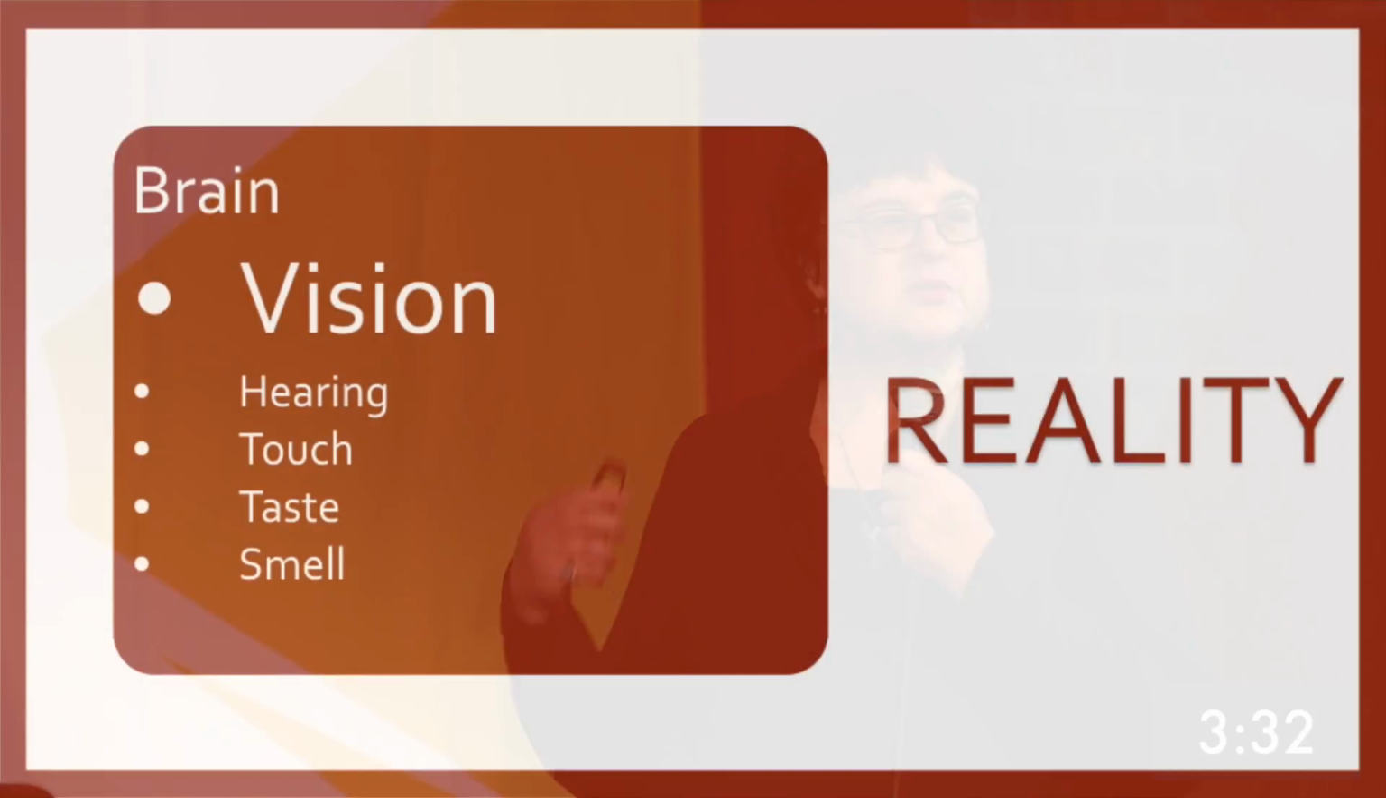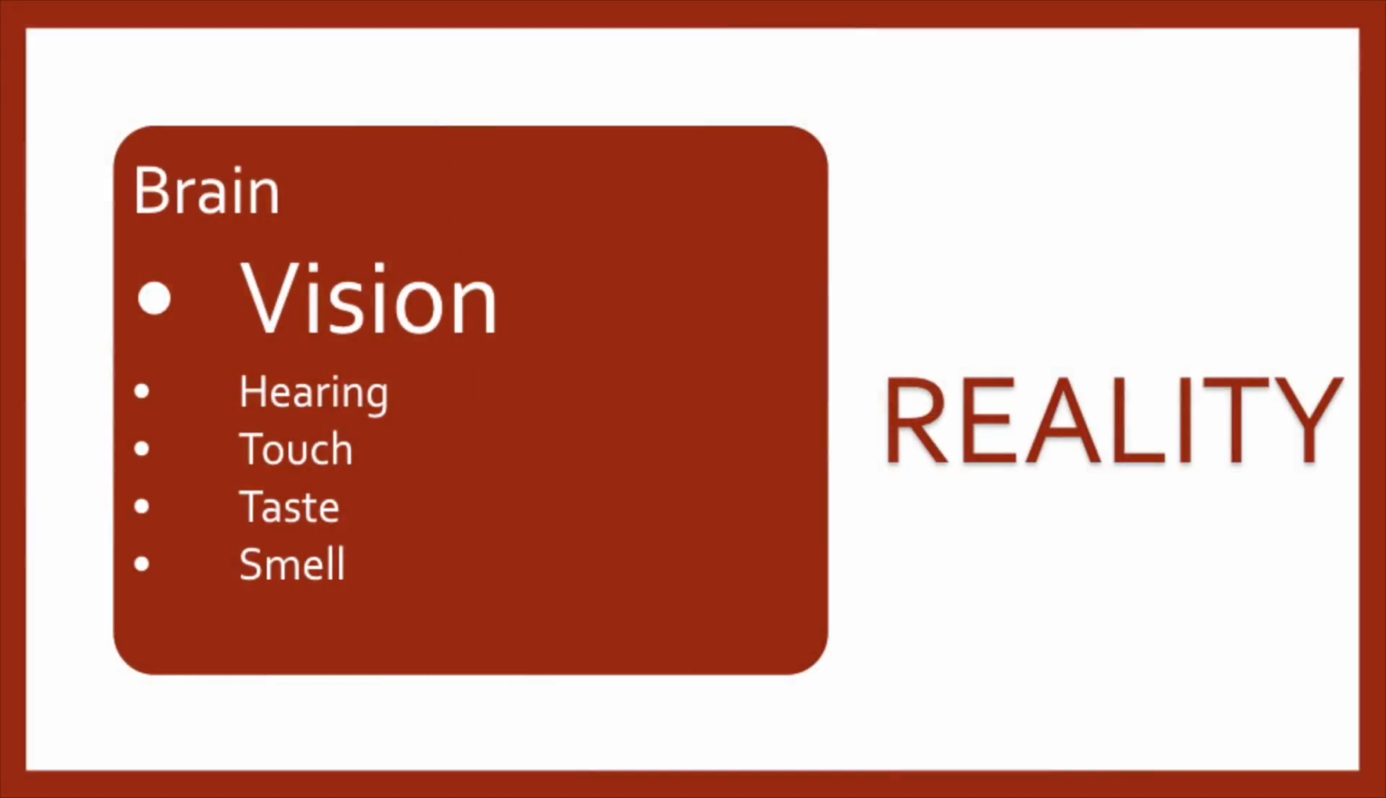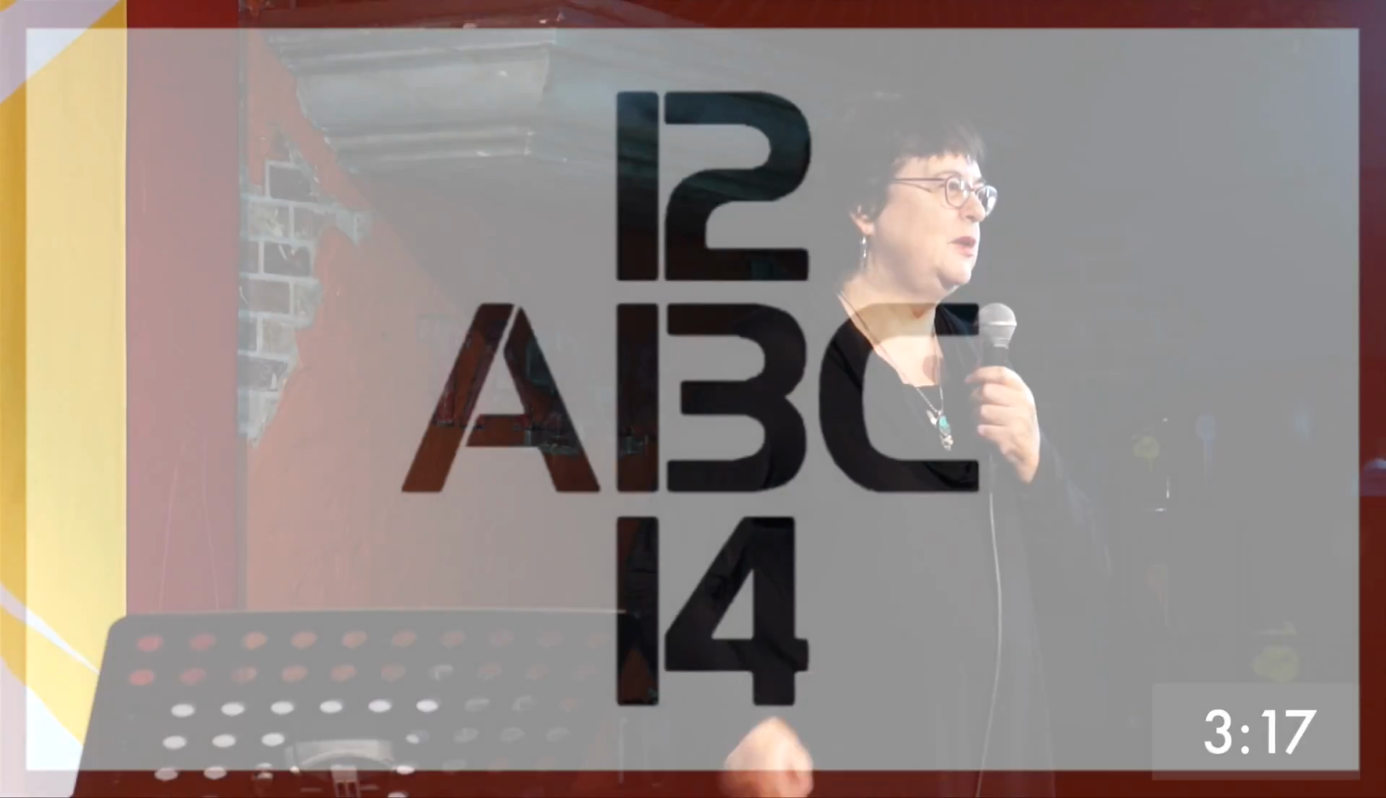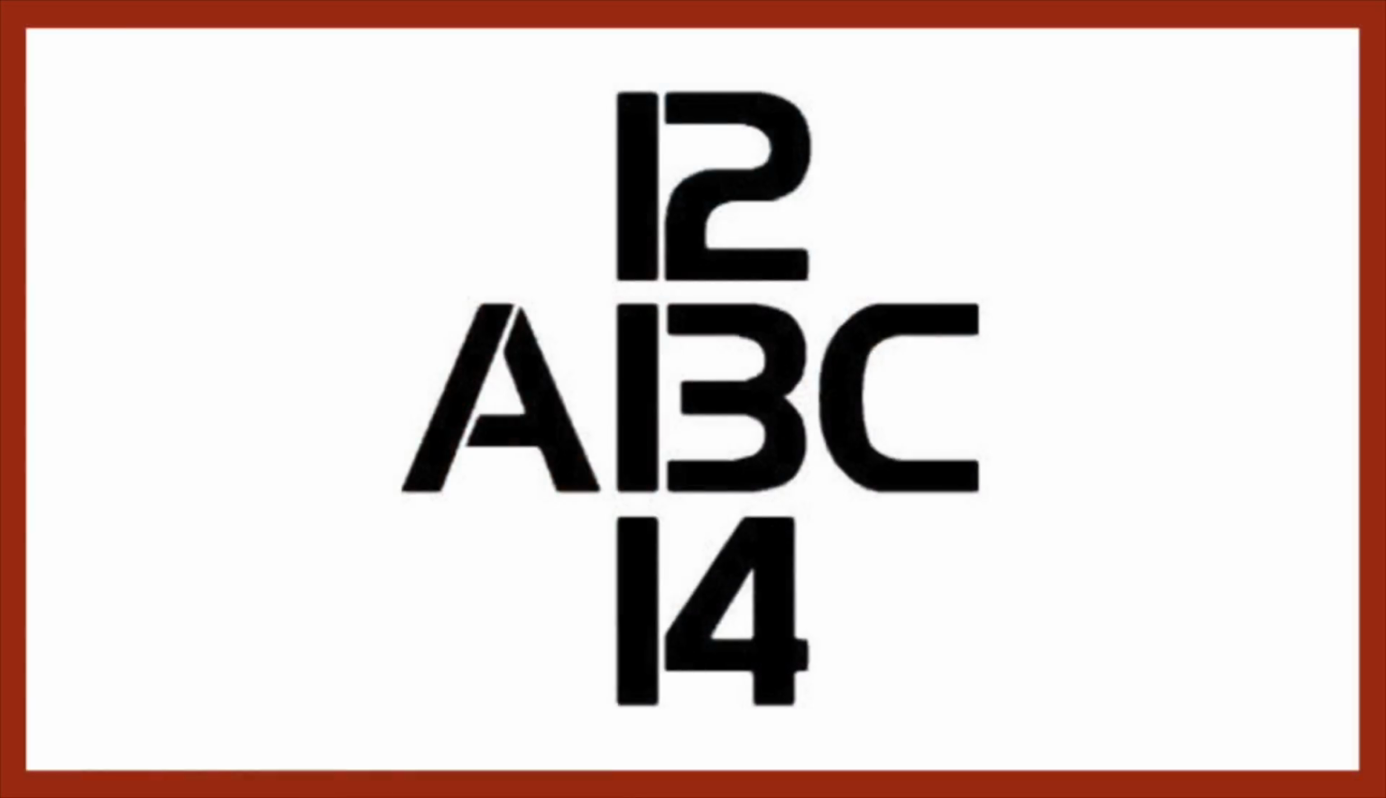Well, what happens is the spaces between the lights on the screen go into your eyes, and the eyes send it to the brain, and the brain says, depending on what kinds of things you think about in terms of letters and numbers, what it should be. So what's real?